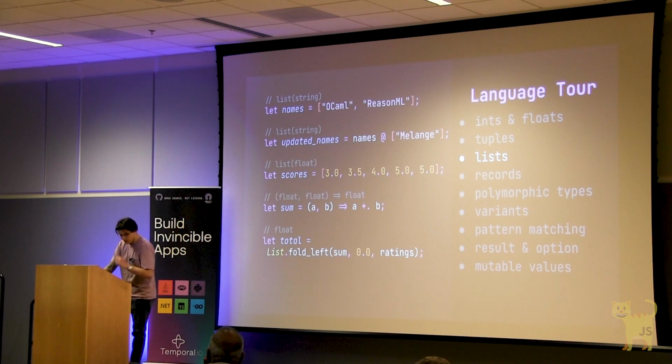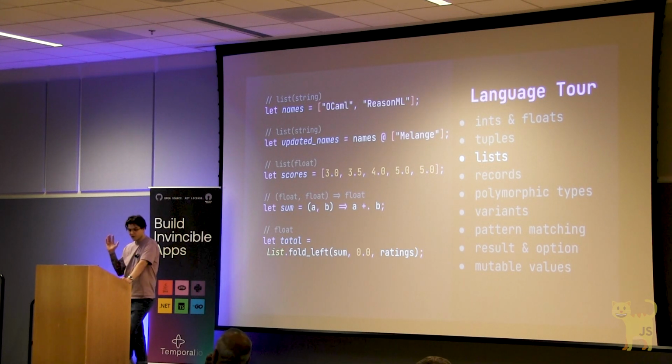And finally, we have let total equals List.fold. This is going to be identical to your Array.reduce function. Basically, we're just going to loop over our scores, call the sum function on each one, aggregate it, and then return it out.